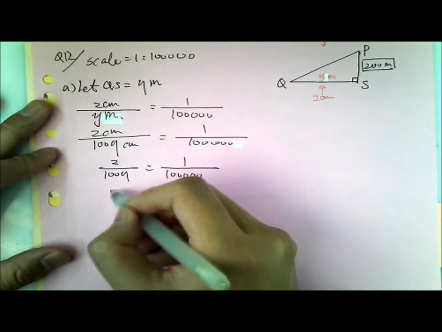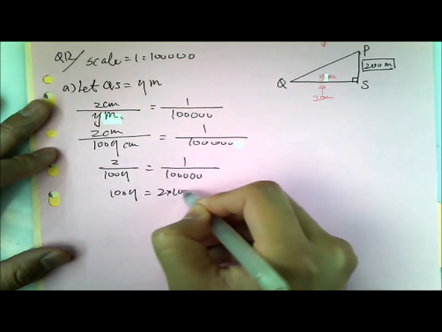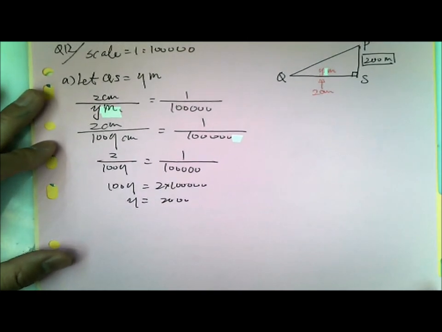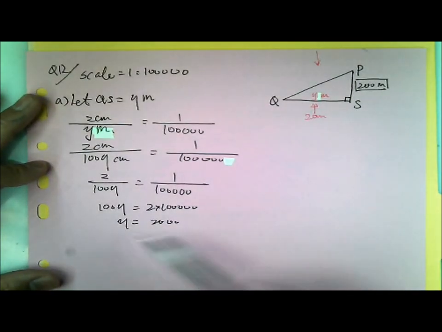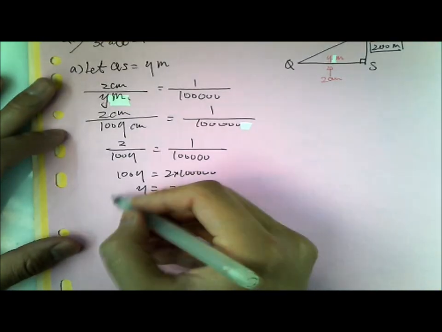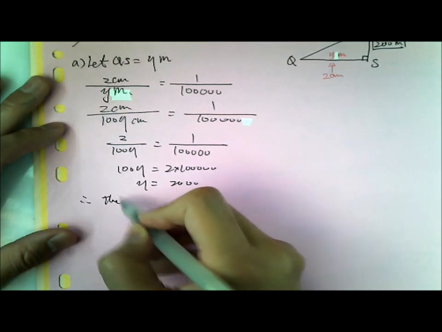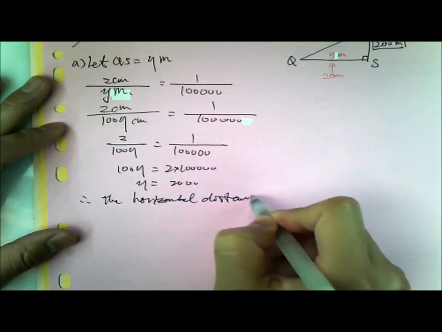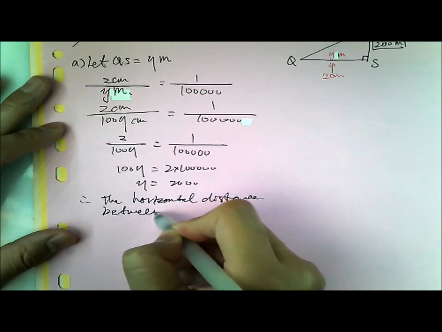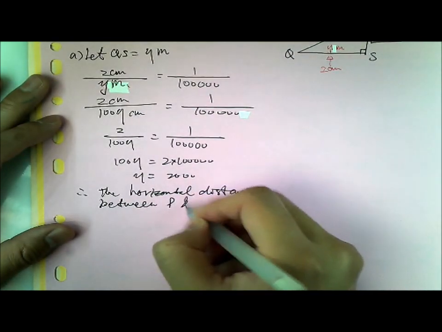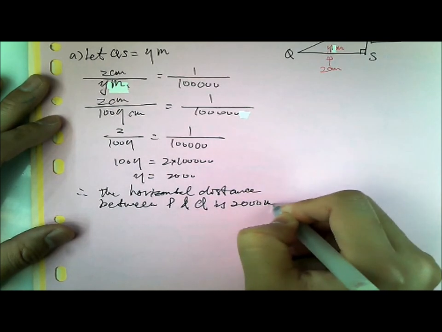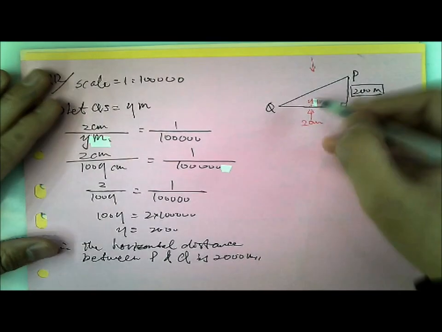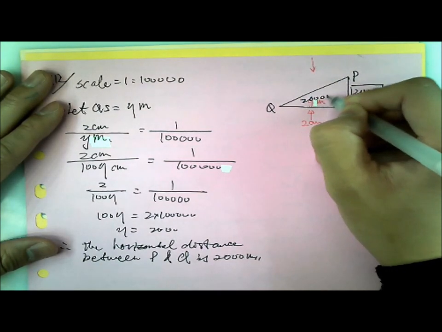So you can do the cross, okay, times 1, and then this times, okay, and then divided by 100, okay, you got Y equal to 2000. So actually the QS distance is 2000 m. So you can make a conclusion. So the horizontal distance between P and Q is 2000 m, meaning 2 km. You can write 2 km actually. Understand? So here, if you calculate Y, you can mark here 2000 m. Understand?